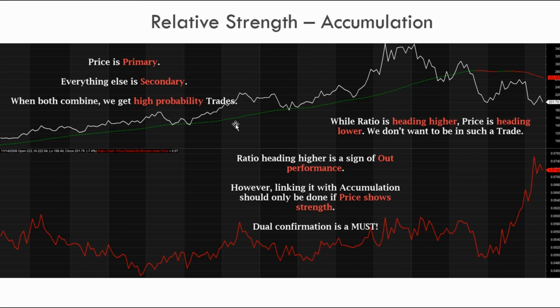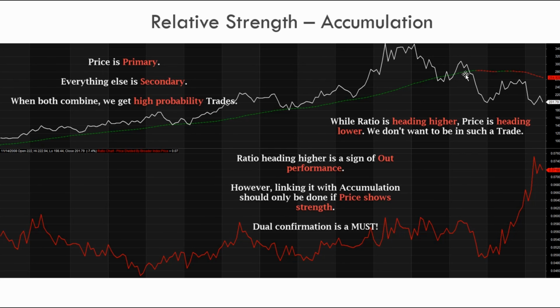Yeah, this is another example of accumulation. So what we have here is that price is steadily trading above this 100-day moving average. It's forming higher highs. The ratio is kind of flat. It's not doing that great. But what we see here is that ratio starts to rise rapidly. This means that this stock is outperforming the benchmark index that it's being compared with.